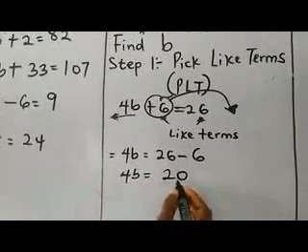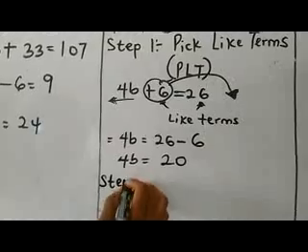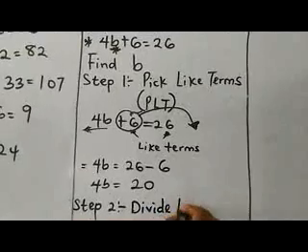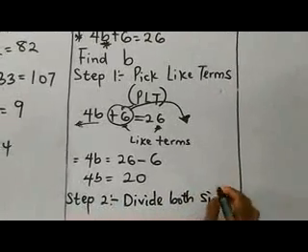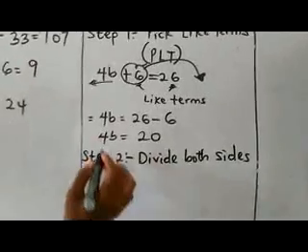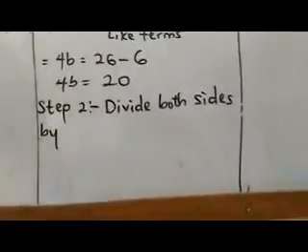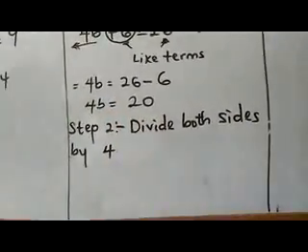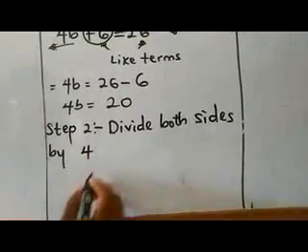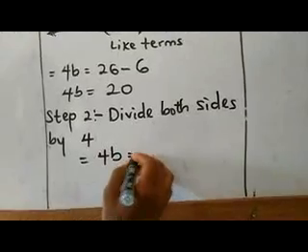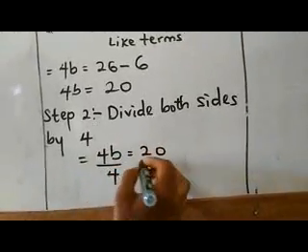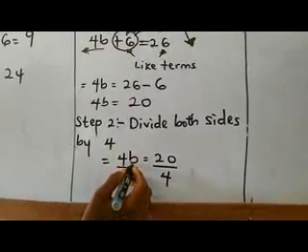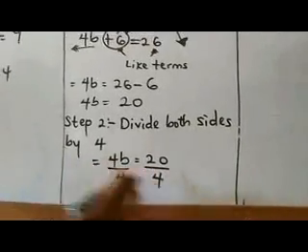So when you have 4b is equal to 20, step 2, we are going to divide both sides by whatever it is that is preventing b from being on its own. We'll divide it by 4. Because 4 is what is preventing b from being on its own, we are dividing both sides by 4. So that will be 4b is equal to 20. Divide here by 4 and divide here by 4. Why are we using 4? Because it is 4 that is attached to the b. That is why we use 4 to divide both sides.